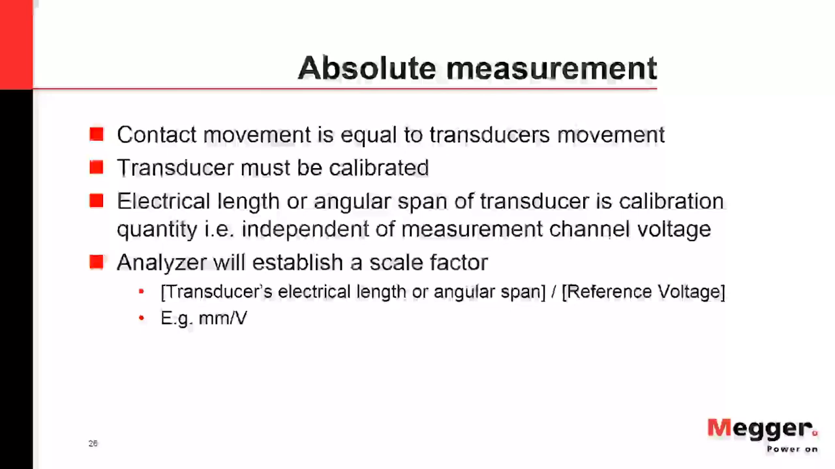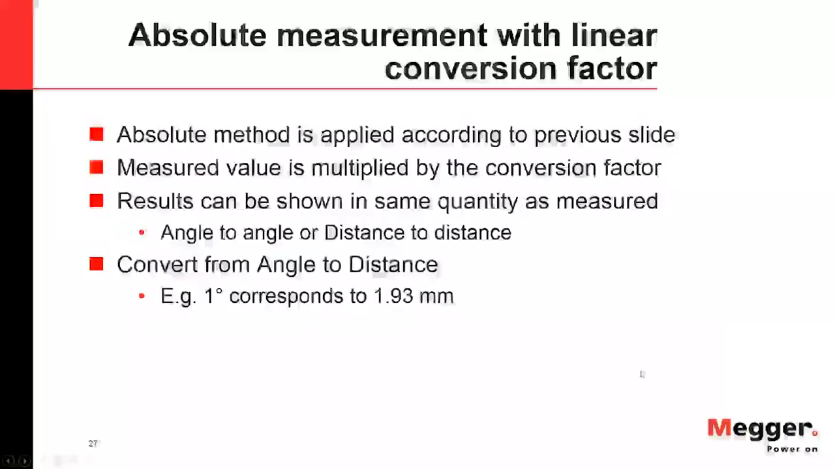If you make an absolute measurement, the contact movement is equal to the transducer's movement, but you must make sure that the transducer is calibrated, and that the electrical length or angular span of the transducer is calibration quality, and doesn't depend on the measurement channel of the analyzer. Of course, the analyzer establishes a scale factor. It's digital, so many pulses per millimeter, pulses per degree, or if it's analog, millimeters per volt, something like that.